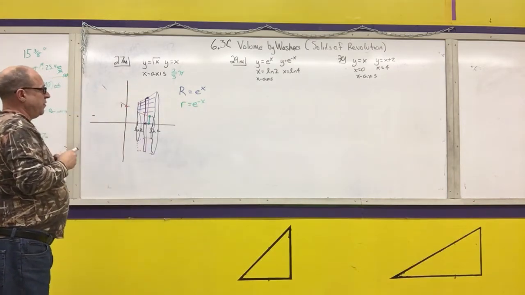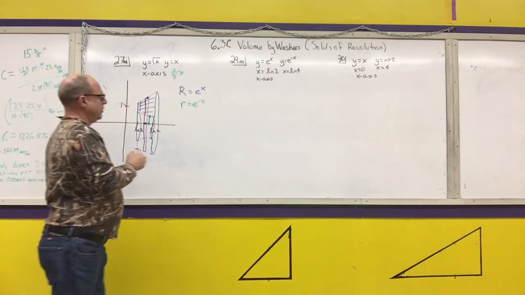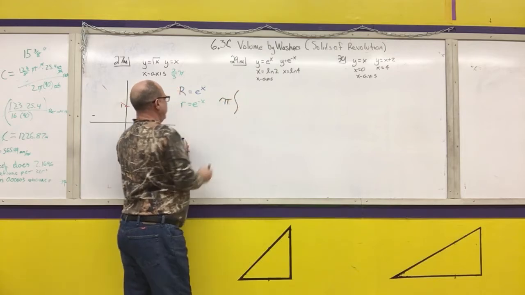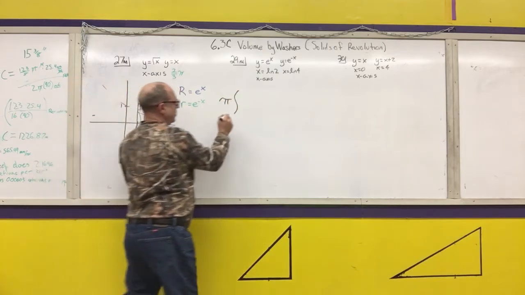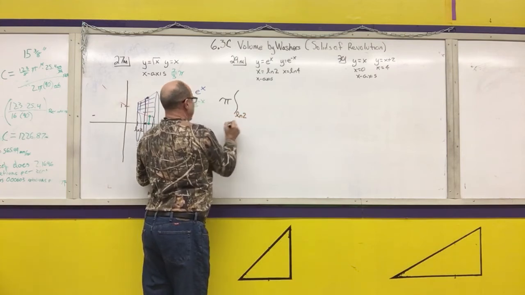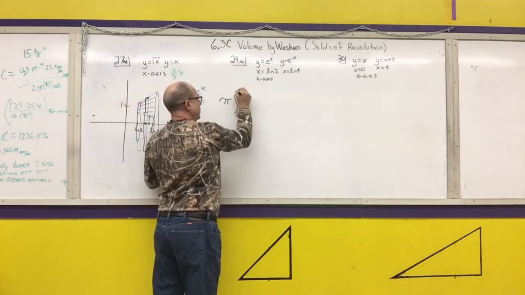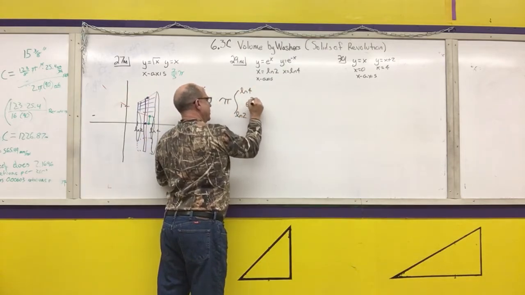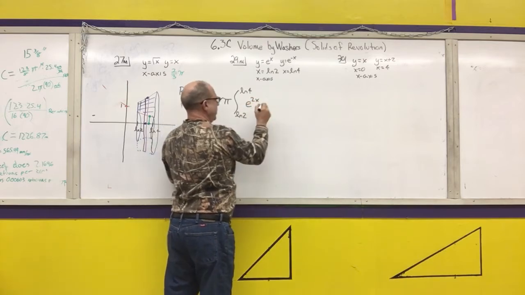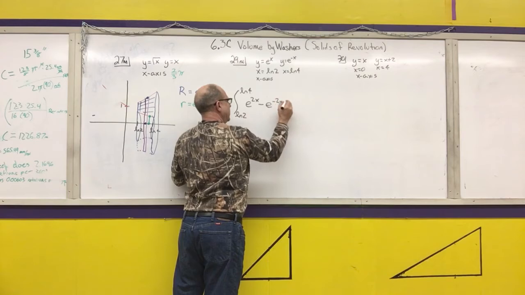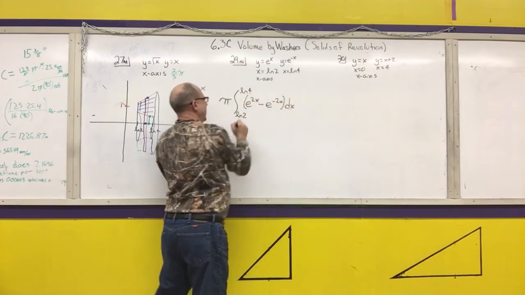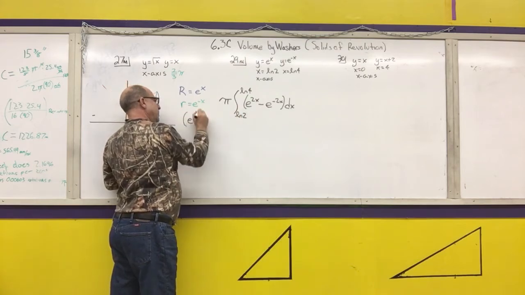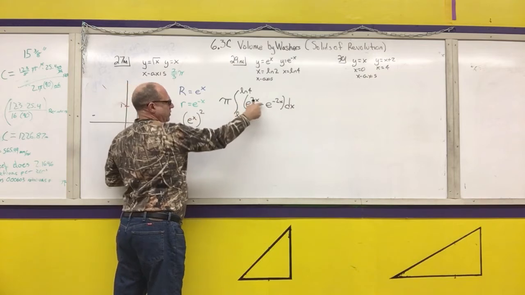With those two pieces of information, I can now write my integral. My integral is pi times the integral of lower bound natural log of 2, upper bound natural log of 4, big R squared minus little r squared. You should be able to see that if I square e to the x, power to a power, you multiply. That's how I got both of these.